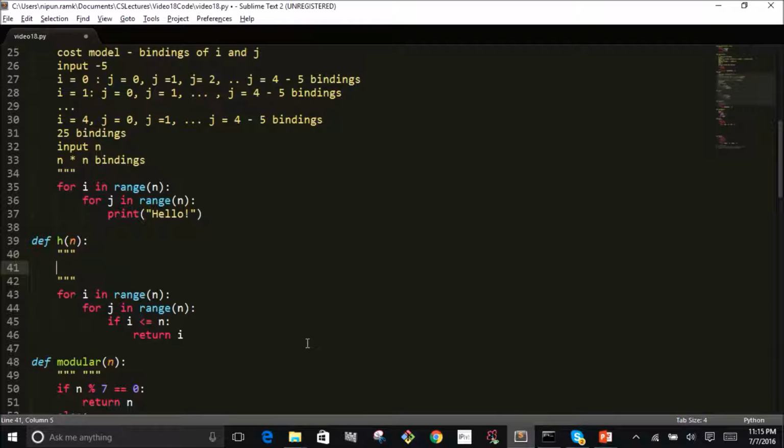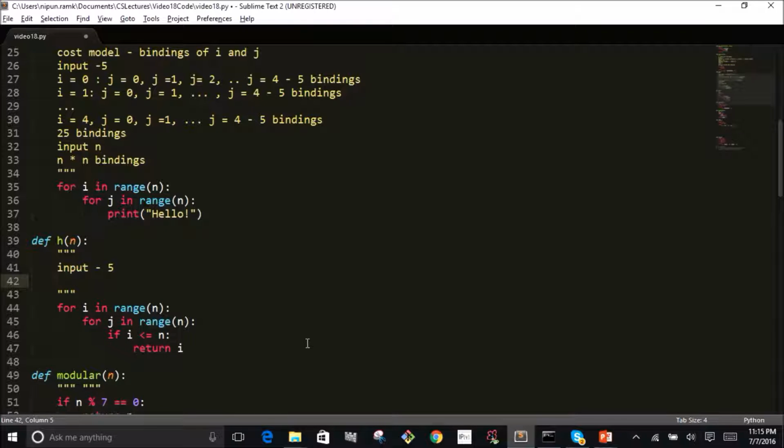So what I'm going to do now is look at the bindings again and see how it happens. If my input is 5, I'm going to have i equals 0, and then my j is equal to 0. Then it's going to check if my i is less than or equal to n. Is 0 less than or equal to 5? That's correct, and we return. Oh, wow, we're done. So this had 2 bindings.